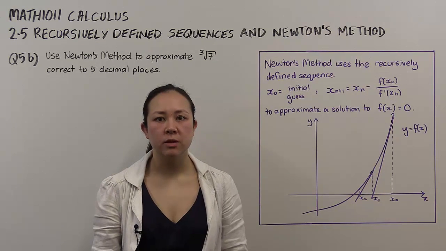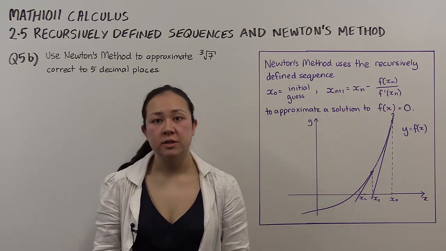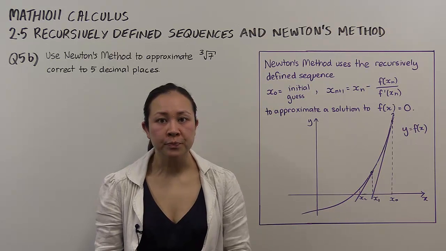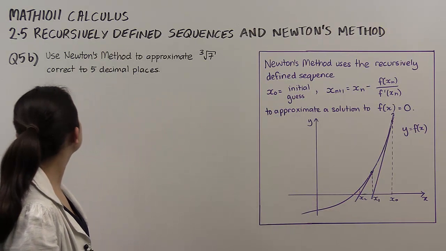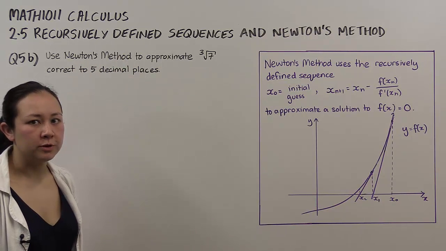Today I'm working through some of the Math 1011 calculus questions from the chapter on recursively defined sequences and Newton's method. So question 5 is asking us to use Newton's method to approximate the cube root of 7.